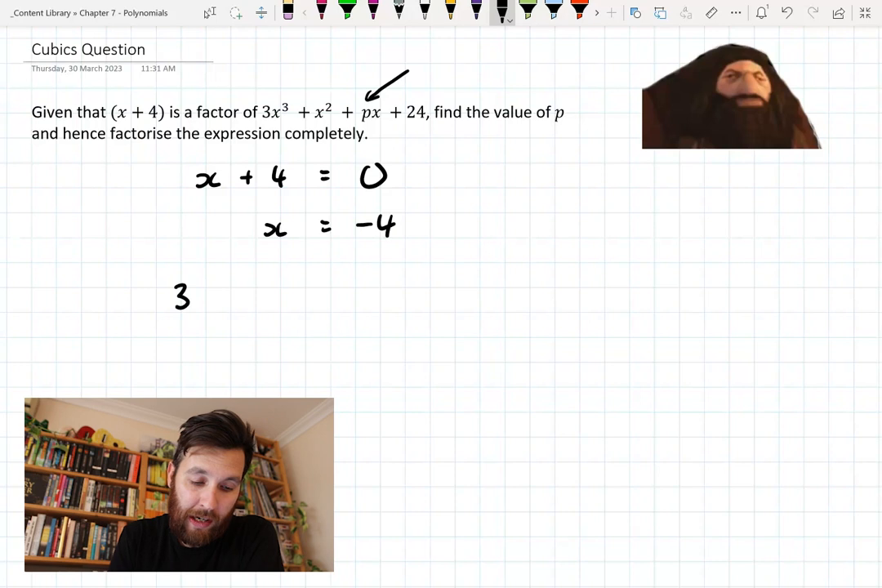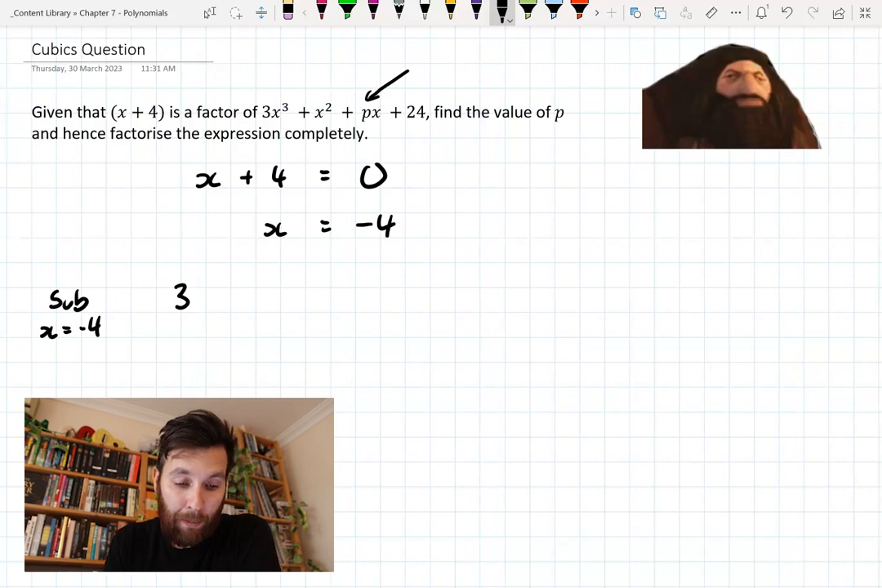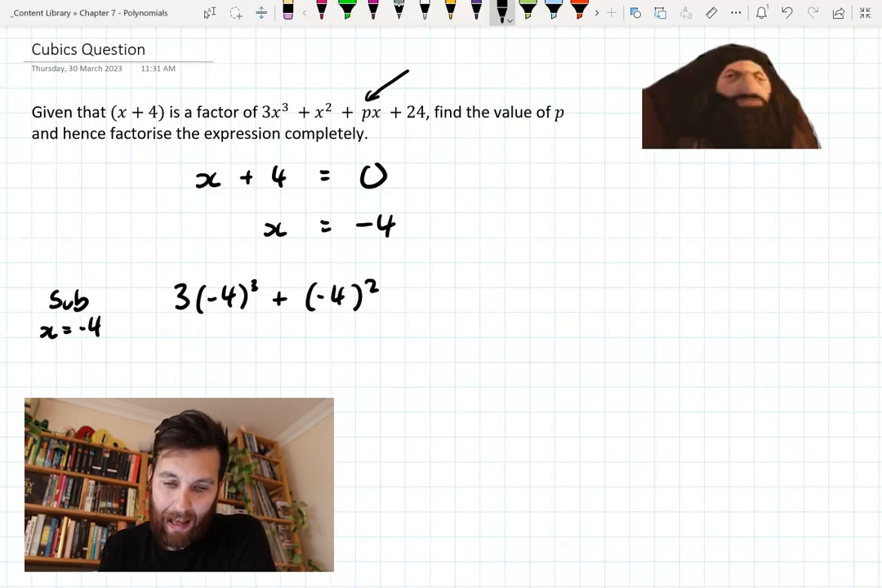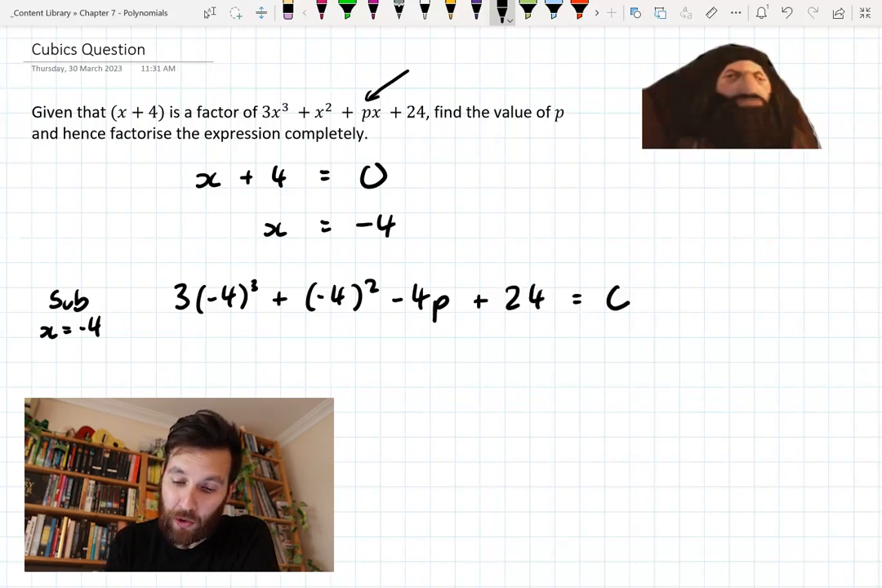I'm going to say sub x equals negative 4 just to be thorough. 3 multiplied by negative 4 cubed plus negative 4 squared. Now I've got to add x multiplied by p. I'll just say, well, if x is negative 4, that'll be negative 4p, just there. Plus 24, all of that is equal to 0. Okay, now I can start evaluating.